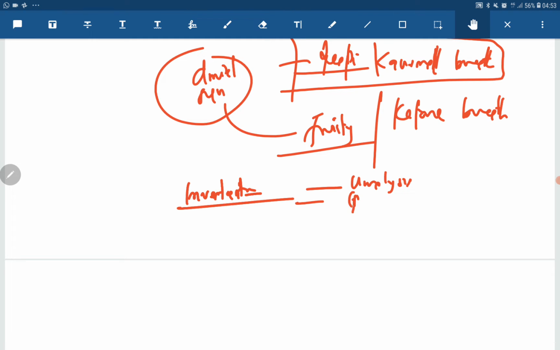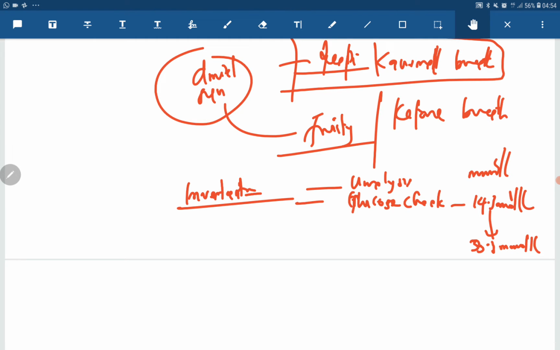Then you check for glucose too, using a glucometer. So we talk about the glucose check. We said that for those who have DKA, they have hyperglycemia, so if you are using millimole per liter, it's around 14.5 to 33 millimole per liter. That's the range of a patient with DKA.